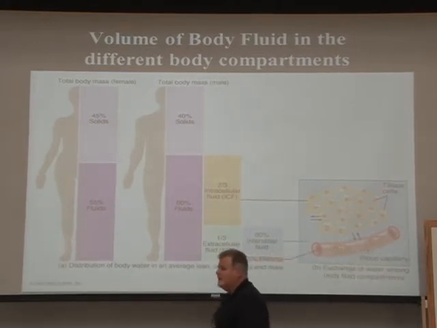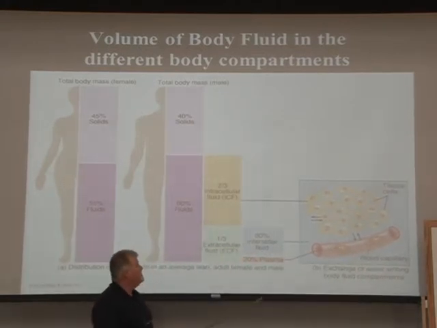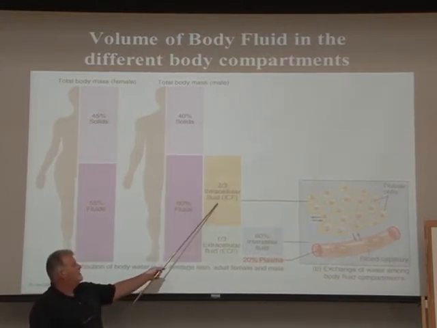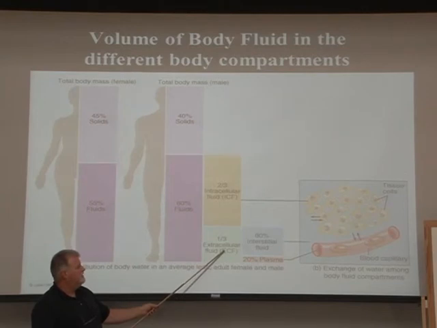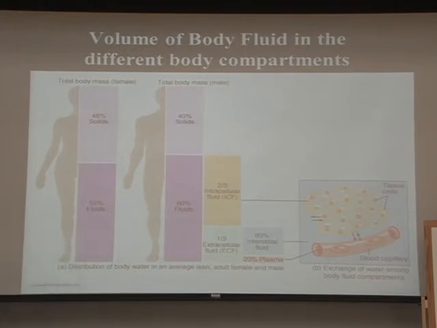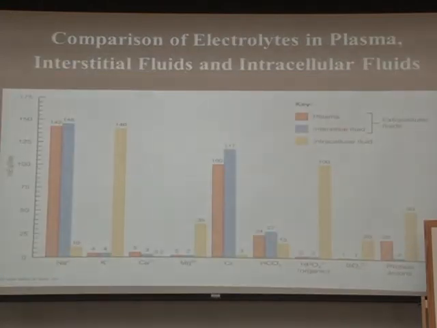So when we're looking at what the kidney does in urine formation, it's really trying to maintain this balance between intracellular and extracellular fluids and the relationship between blood plasma and interstitial fluids. So that's really the big picture that we're looking at.